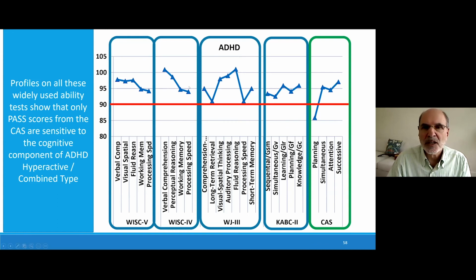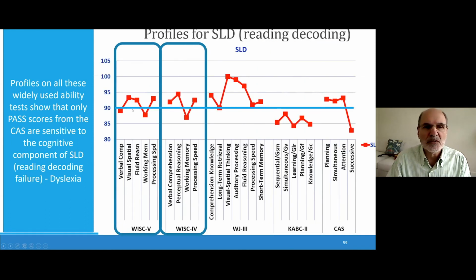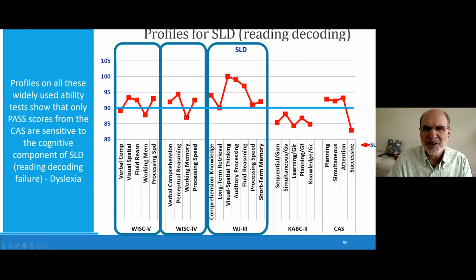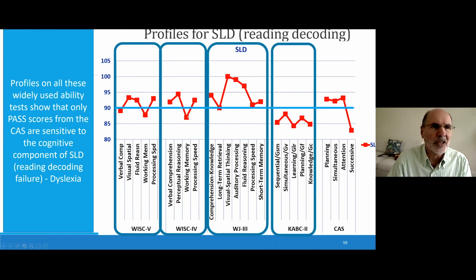Now, is this kind of profile research enough? No. We want to really know about SLD kids, the reading decoding kids, the dyslexic kids especially. Let's look at them next. So we start off with the WISC-5 and the WISC-4. Nothing much except a little low in this working memory, if you really believe that's working memory or not. WJ looks kind of familiar. KBC, flat, nothing, just everything low. That's not helpful.